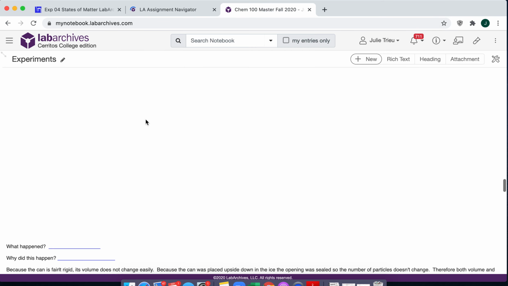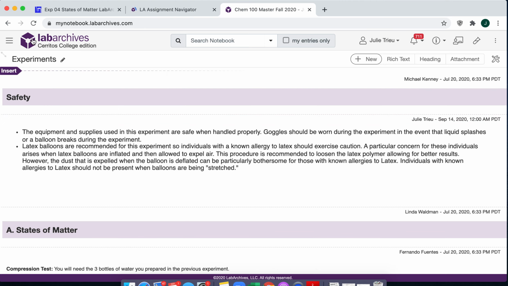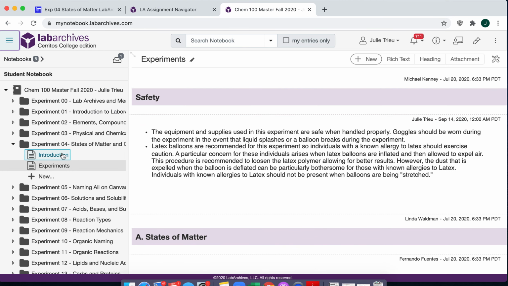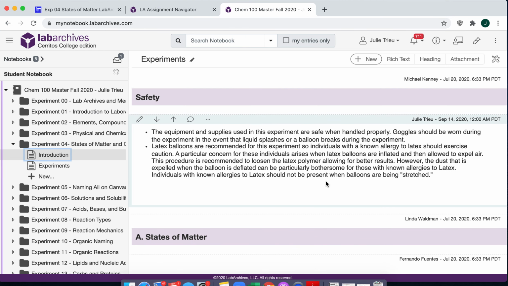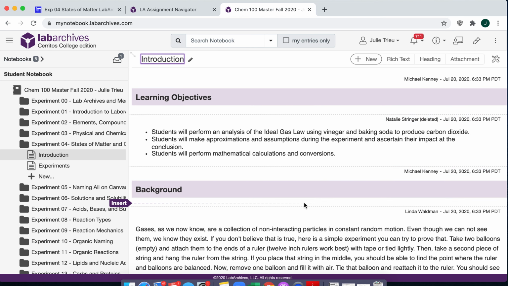Make sure you read the introduction first. In this lab we're going to analyze the ideal gas law using vinegar and baking soda to produce carbon dioxide. You can get vinegar and baking soda from CVS or a grocery store, and the reaction between vinegar and baking soda is going to produce carbon dioxide, which is a gas.